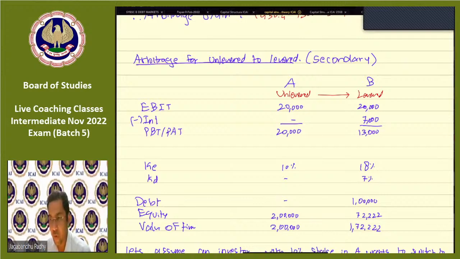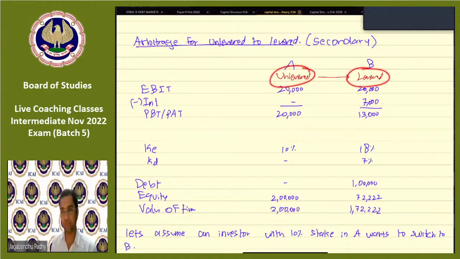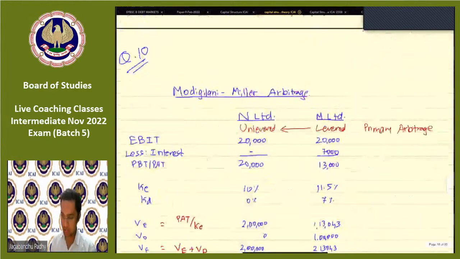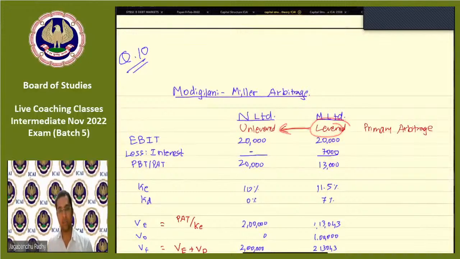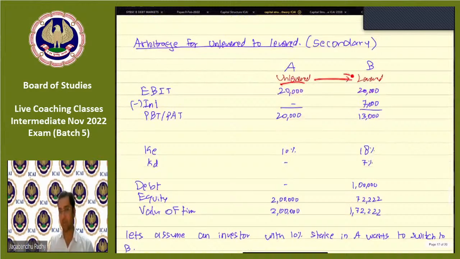Yes, guys, overvalued is B? Okay. The unlevered firm is overvalued and the levered firm is undervalued. So now the investors will switch from unlevered to levered. In the earlier case, we said that investors will be switching from levered to unlevered. That was the primary arbitrage. Secondary arbitrage is when investors start switching from unlevered to levered.